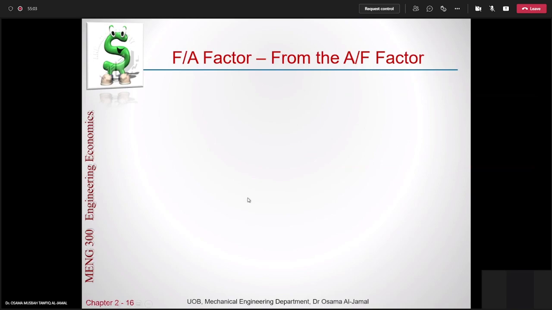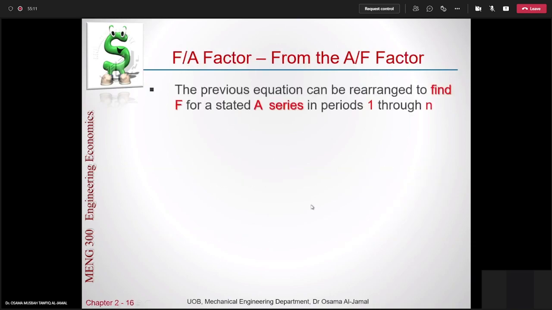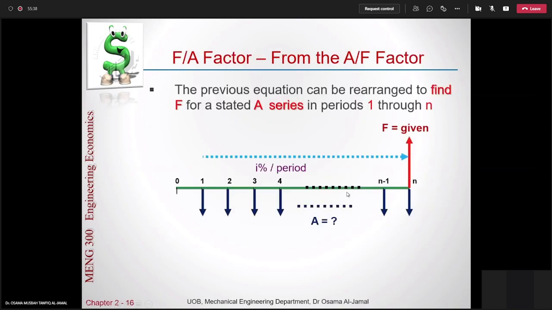Now for F given A factor. This was for A given F. The previous equation can be rearranged to find F for a given or stated annuity A series in periods 1 through N. To find F given A, it is just the reciprocal of that. So it will be (1 plus i) to the power N, minus 1, over i. That's what we need for that factor.